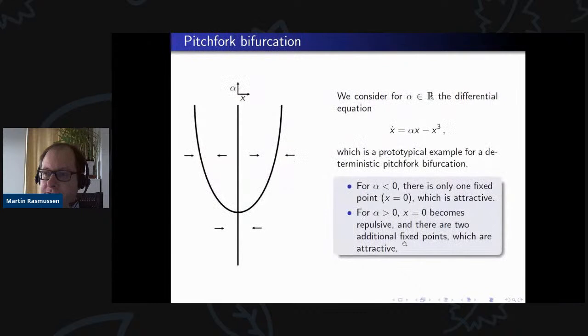So let me quickly set this up. We look at a one-dimensional differential equation, x dot equals alpha x minus x cubed. This is a prototypical example for a deterministic pitchfork bifurcation. So what does this mean? For alpha less than 0, we have only one fixed point, given by x equal to 0, which is globally attracting. Then we change stability of this fixed point when alpha becomes positive. We get a repelling fixed point when alpha is positive, and we create two additional fixed points given by plus minus square root of alpha, which are both attracting.